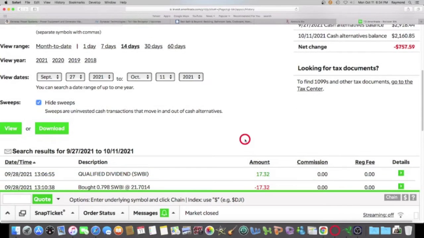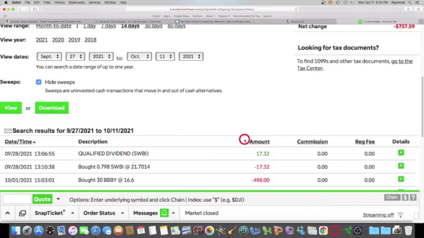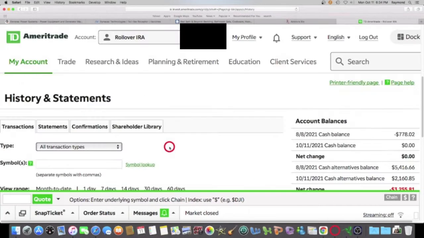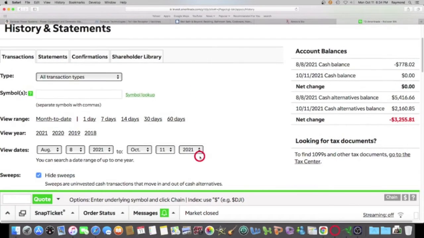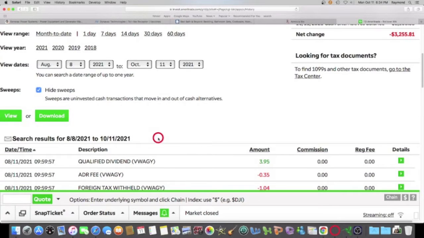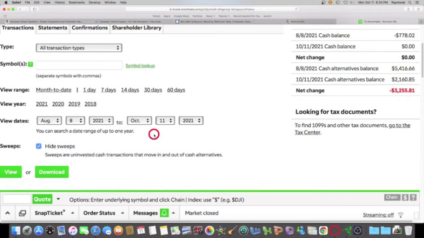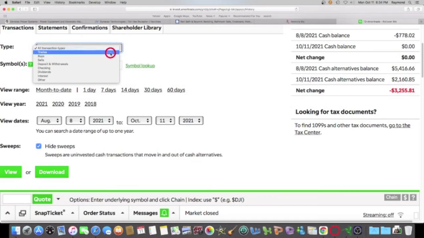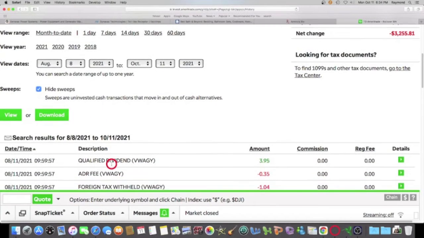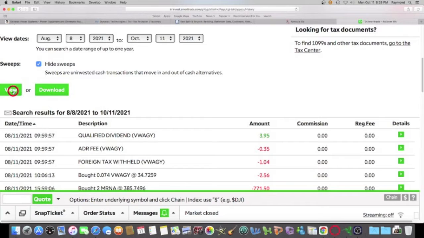And I have not updated my Rollover IRA in a while. So we're going to go back about 2 months. So we're going to take it to August. Let's do August 8th, so August 8th up until where we are now. And we're going to hit view. And we're going to do dividends. So we're going to do a sort. So type, let's go here, and we're going to do dividends. And view.